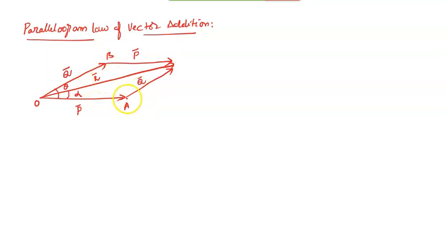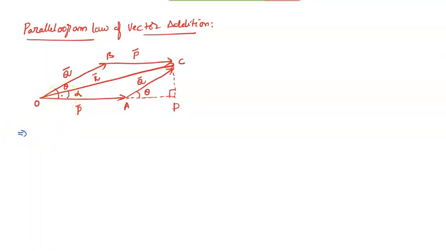For that, extend the line OA up to D, and this resultant is OC. From C, draw a normal on this line OD. This is 90 degrees. If this is theta, this is also theta. Now see how we can find the magnitude and direction of the resultant. First, the magnitude of the resultant vector we have to calculate.